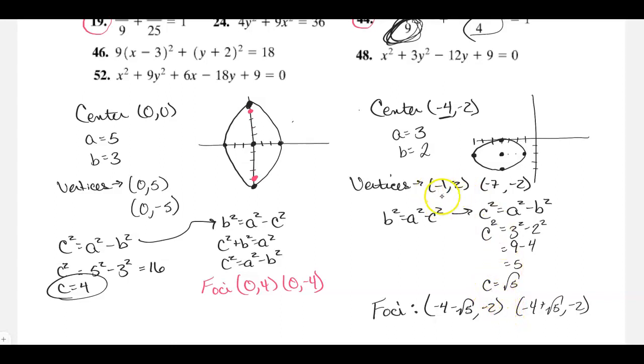Okay, just like with the vertex, remember what the formula said? We're going to take the center and we're going to add 3. And that's where that -1, -2 came from. And we're going to take the center and we're going to subtract 3. And that's where that -7 came from. So everything's coming from our format here.